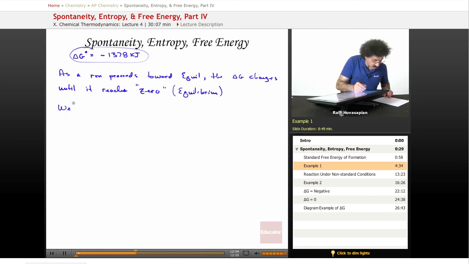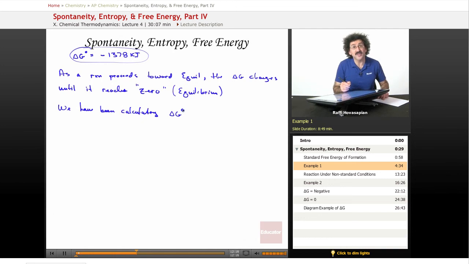Okay, now, we have been calculating delta G with that little zero on top, standard delta G's under standard conditions: 1 atmosphere pressure, 25 degrees Celsius, 1 molar concentration for aqueous species. Well, what happens when we run a reaction not under standard conditions? What if it's at 200 degrees Celsius? What if it's 3 atmospheres of one gas and 17 atmospheres of another gas? What happens then? How does it affect the delta G? Is it affected at all? As a matter of fact, it is.